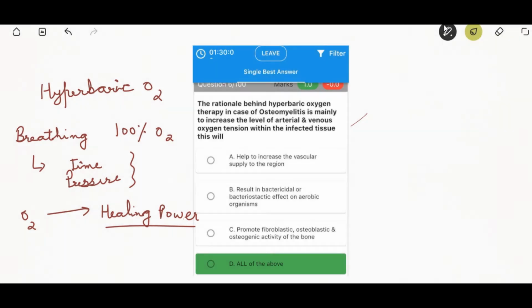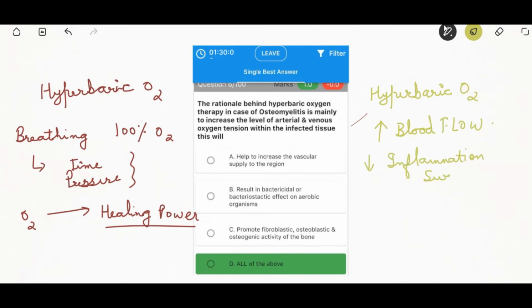Hyperbaric oxygen therapy promotes wound healing. It promotes wound healing by, number 1, increasing the blood flow. Second, decreasing the inflammation and swelling. Number 3, weakening the infection. Number 4, increasing the body's ability to fight free radicals. And stimulating the growth of new blood vessels, that is angiogenesis.